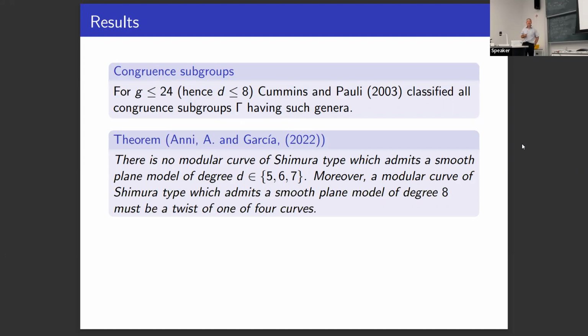There are 4 exceptions for which we couldn't prove our theorem. We're still working on it, but we are able to show that for degree up to 7, there is no modular curve of Shimura type with a smooth plane model. And if it is of degree 8, then it must be one of these 4 curves up to a twist.